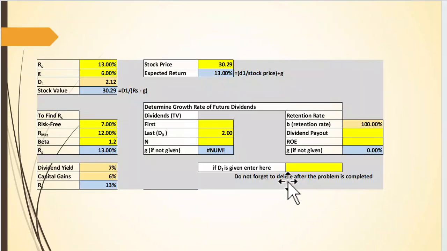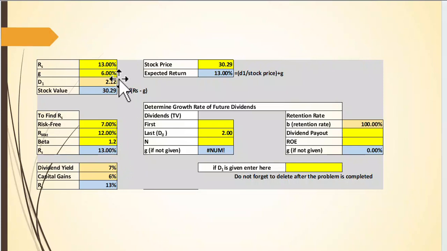Now, can we put this in a worksheet? Of course we can. There is a stock valuation worksheet inside the stock valuation workbook that has many of these models. But here's where we can put in the data for our models. 13% is the required return on the stock. How do we get that? 7% is the risk-free rate, 12% is the bond, 1.2 is the beta. That gave us that required return of 13%.